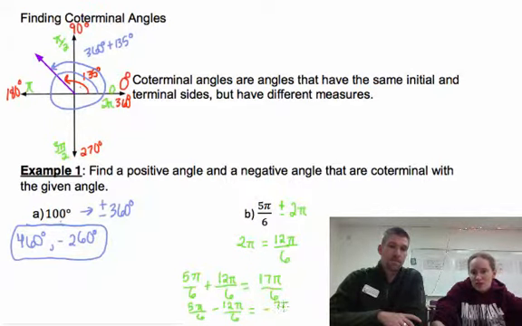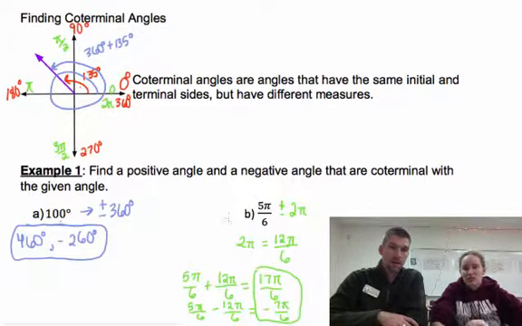Negative 7 pi over 6. So there you go. Two angles we're going for: 17 pi over 6 and negative 7 pi over 6.